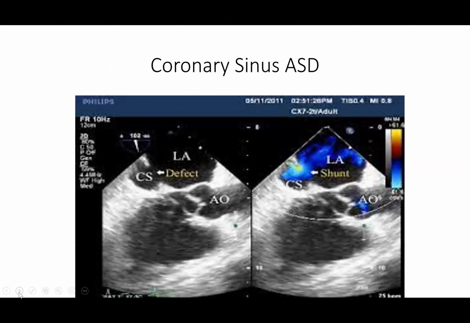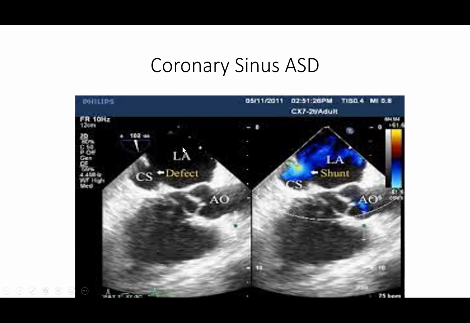And this is the other type, the sinus venosus defect. Okay. Sorry, I mean, coronary sinus defect, that's the fourth type. But the coronary sinus runs behind the left atrium. And oftentimes, there's a defect in the superior part of the coronary sinus, which creates a shunt between the coronary sinus and the left atrium. And most of the time, these patients also have persistent left SVC.